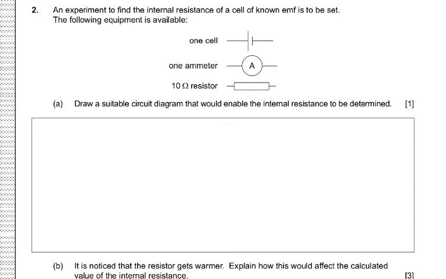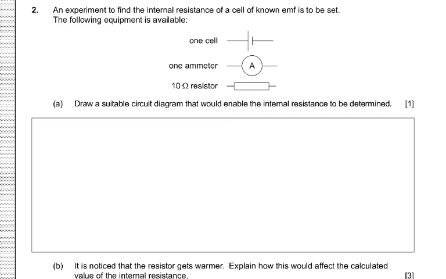Circuit question. So we're trying to find the internal resistance of a cell of known EMF. Remember, EMF, electromotive force, is measured in volts. And again, EMF does not change, but the terminal voltage across the battery does, and that's because there's a voltage loss because of the internal resistance of the cell, and that's what they're trying to figure out. We have an ammeter. I'm assuming that's a perfect ammeter with no resistance. And we have a 10 ohm resistor.